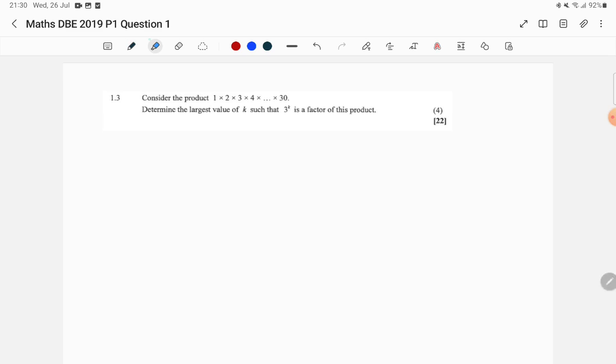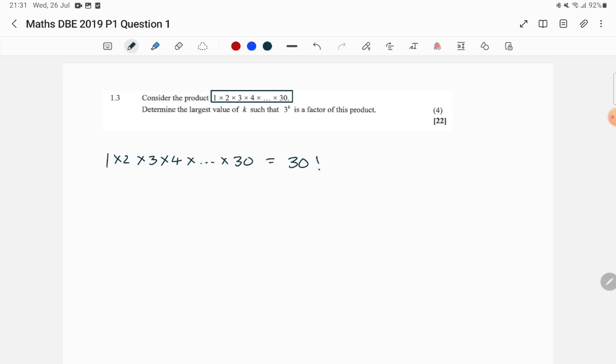So first things first, what we need to take note of is this first part that they gave. We're going to break this information up, and this part here is actually called a factorial. If you multiply 1 times 2 times 3 times 4, all the consecutive numbers, 5, 6, 7, all the way to 30, that is the same thing as writing 30 factorial.